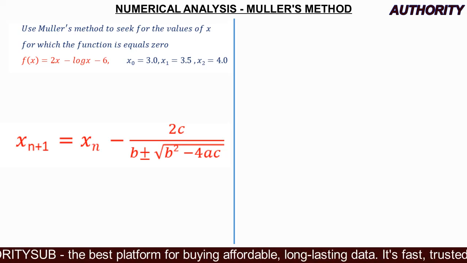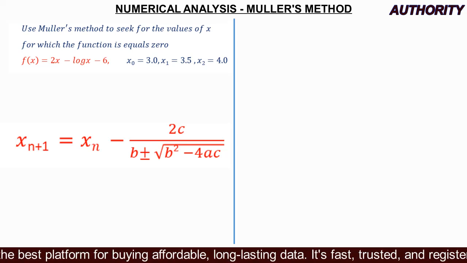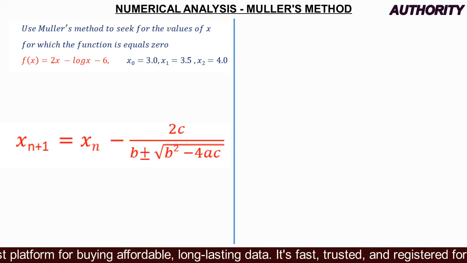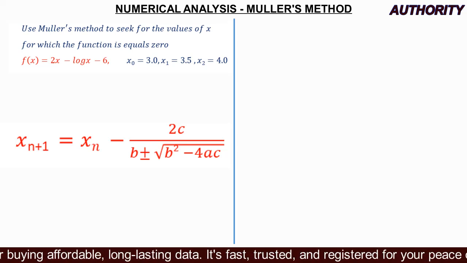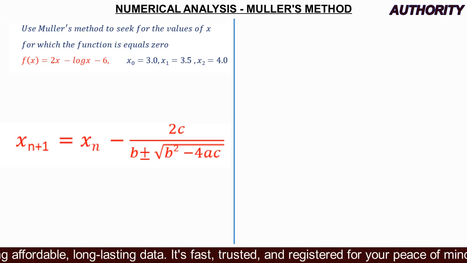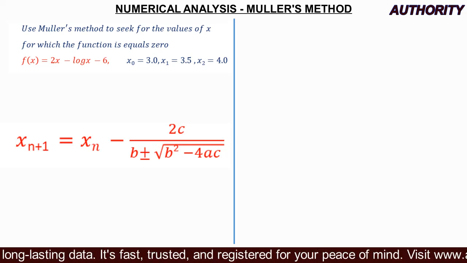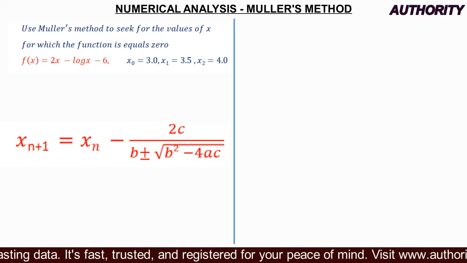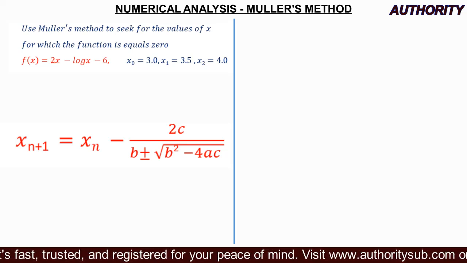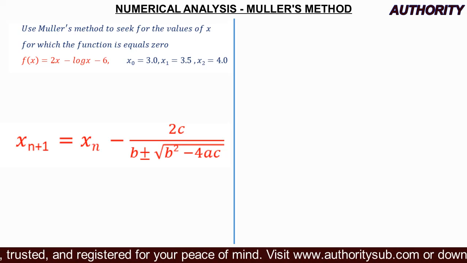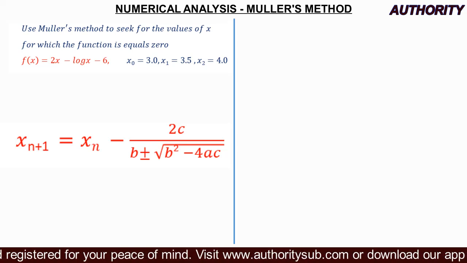So, as you can see here, we need a, we need b, we need c, in order to find the values for the respective x1, x2, x3, x4, x5, and so forth. So under Muller, we have three starters. With these three starters, that's what we're going to use to find the next value, which is x3.